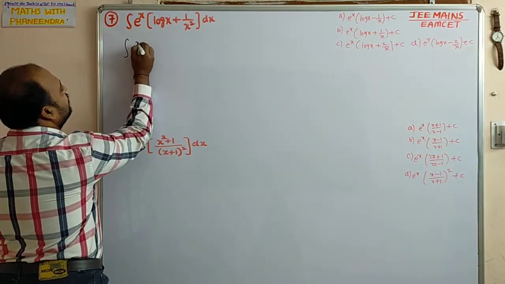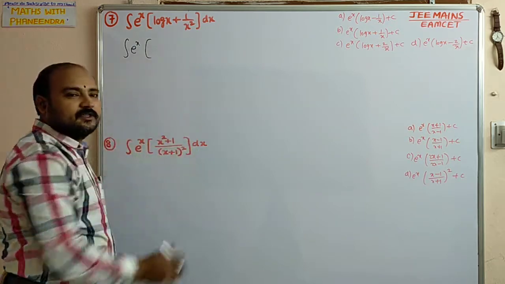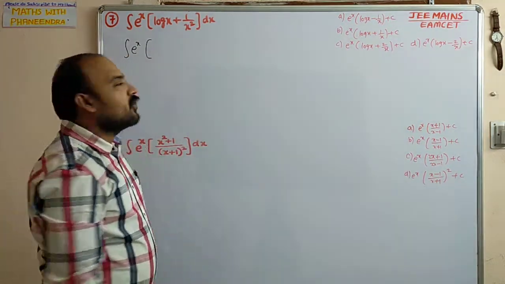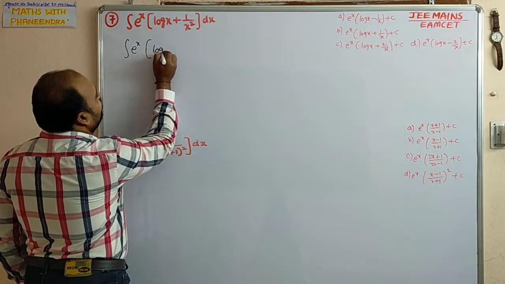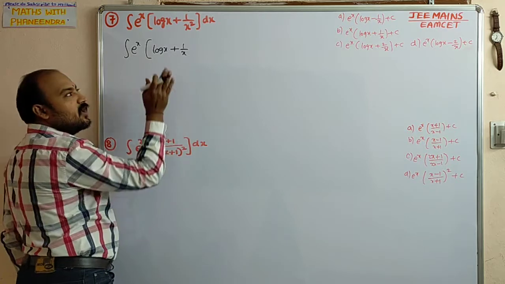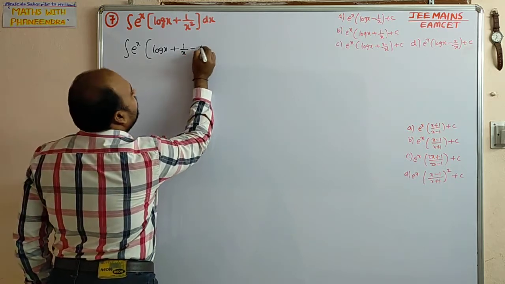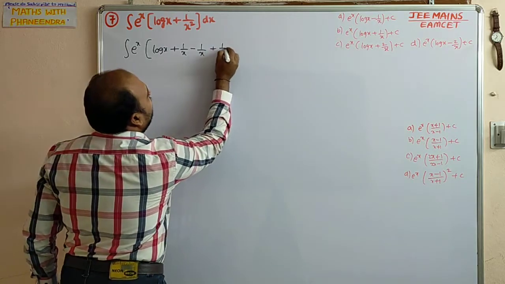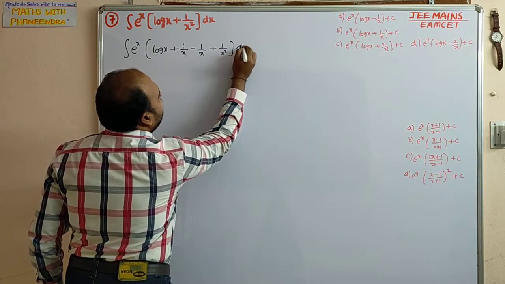Integral e power x into, for these two functions, I am just adding and subtracting the derivative of log x. So log x plus 1 by x I am doing. Whenever we are adding 1 by x, whose derivative is minus 1 by x, we have to add and subtract. Plus 1 by x square into dx.